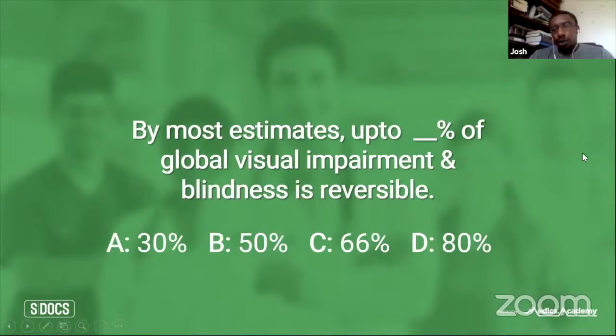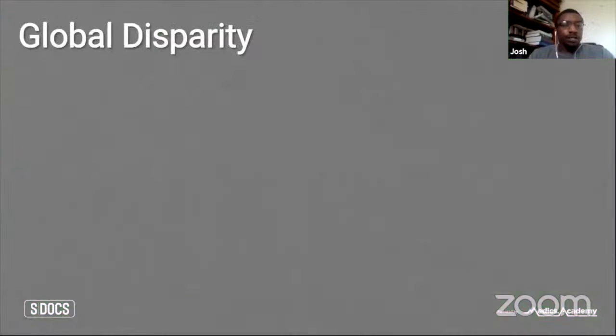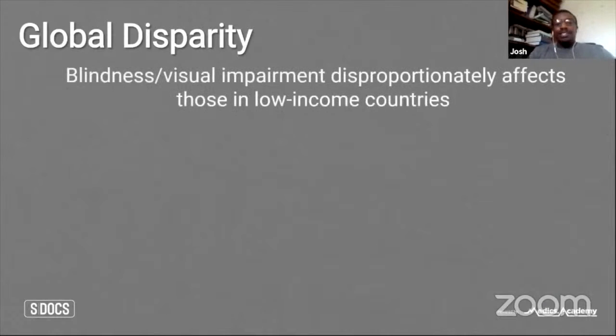So the answer for this one is 80%. A massive amount of the global visual impairment and blindness is classed as reversible. And as we go on, we'll think about what reversible actually means and why we target these conditions as global health interventions. So what those statistics have shown is that there's a massive global disparity that's evident in global blindness and visual impairment. It's disproportionately affecting those low-income countries, which is one of the main things we've got from those statistics. And why is that?